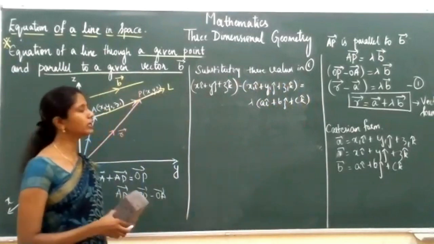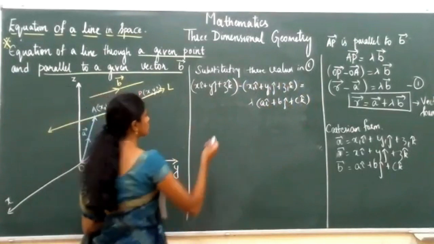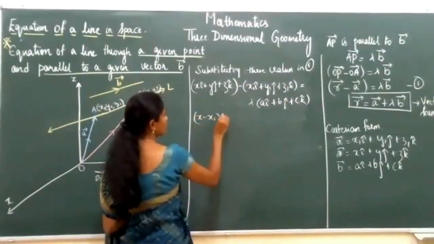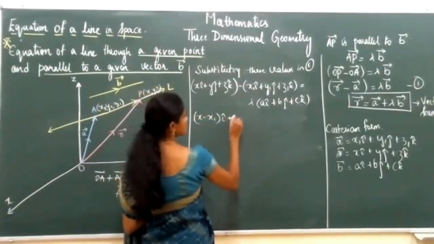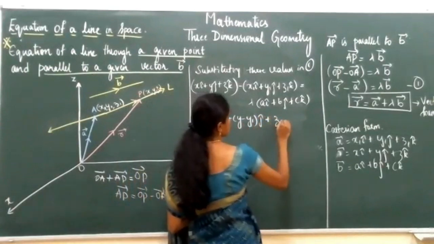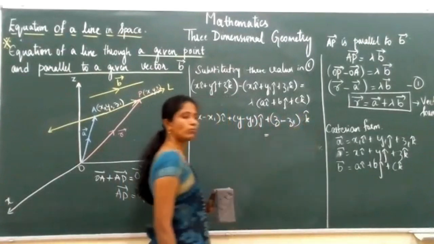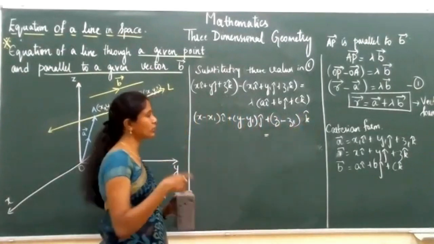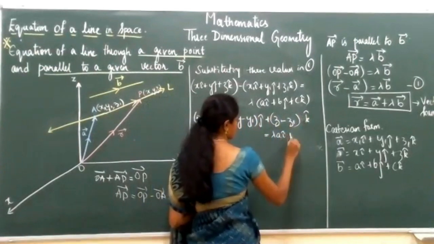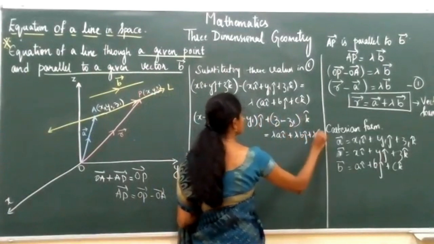Okay, therefore, here we are going to subtract two vectors, and we already know how to subtract two vectors. So this is given by x minus x1 into i cap, plus y minus y1 into j cap, plus z minus z1 into k cap, which is equal to, multiplying the lambda, which is the scalar quantity, inside, lambda times a i cap plus lambda times b into j cap plus lambda c into k cap.